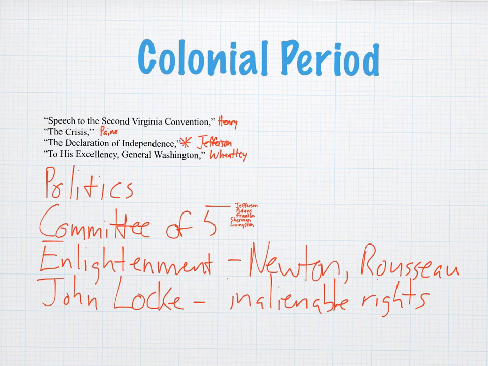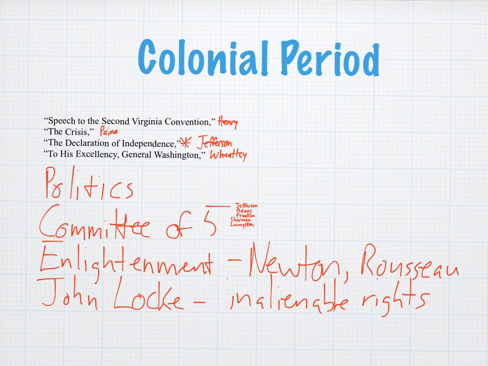But property was problematic in the colonies, so life, liberty, and the pursuit of happiness, those things that just kind of ring in the ear of every American, those come from John Locke, who had written them in England about 100 years before. So that's just a quick run through the colonial period.